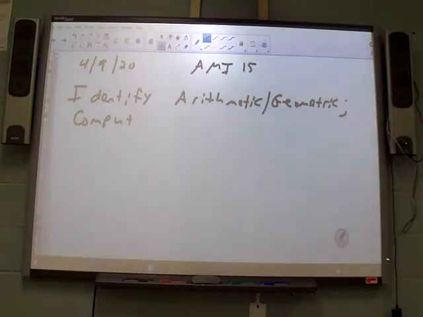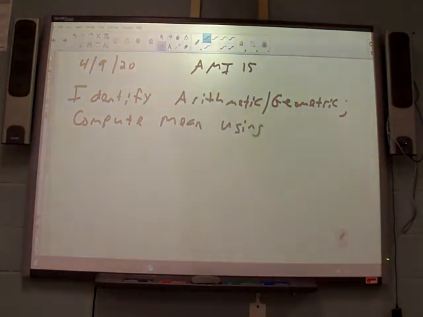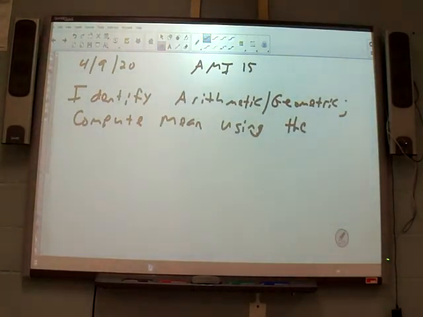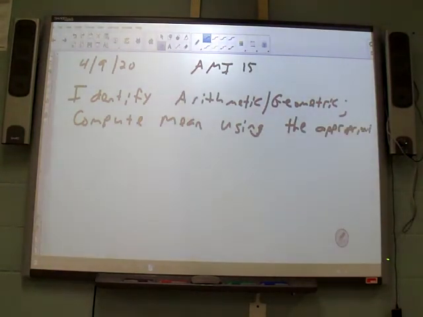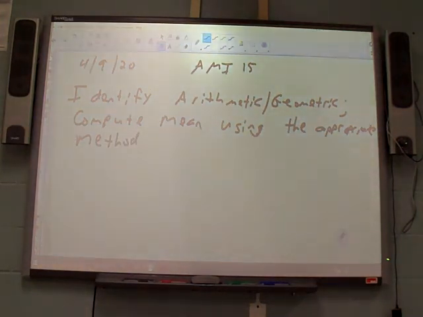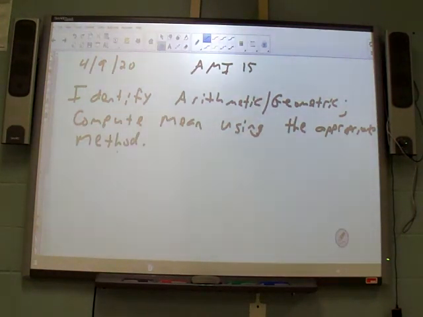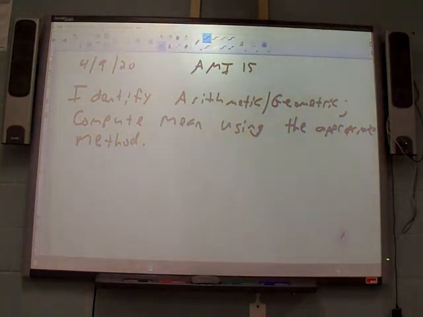Then compute the mean using the appropriate method, which just means formula. If you think it's an arithmetic sequence, use your arithmetic formula. If you think it's a geometric sequence, use your geometric formula from today to find the mean. So I've got 5 of them for you.